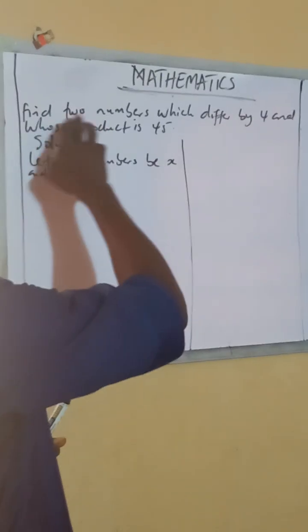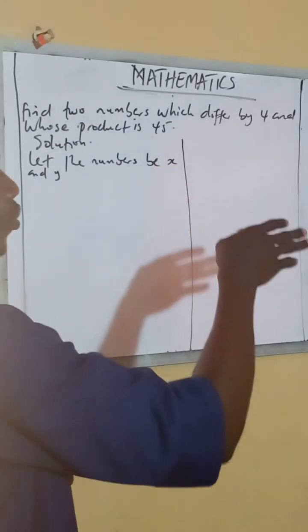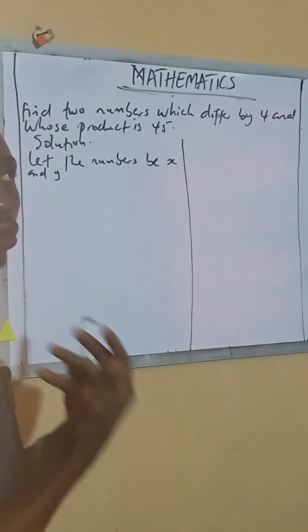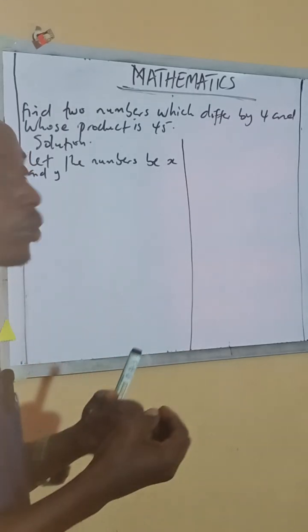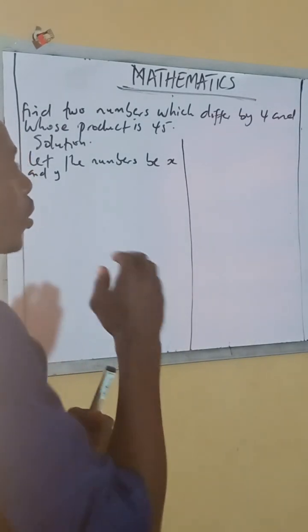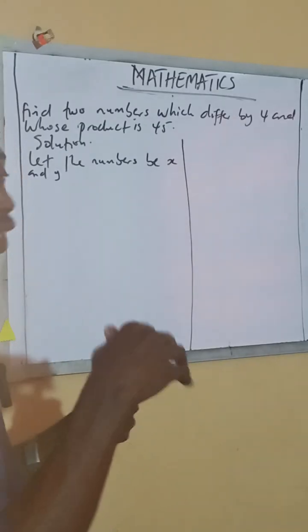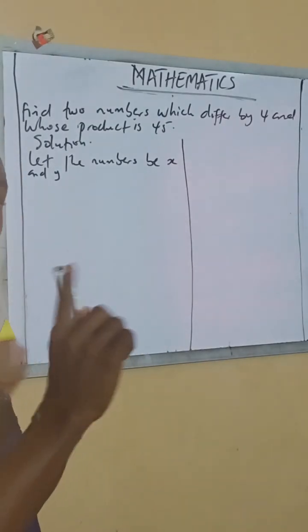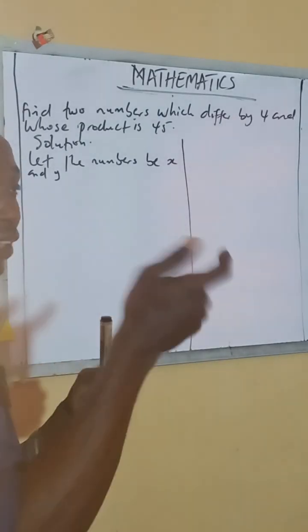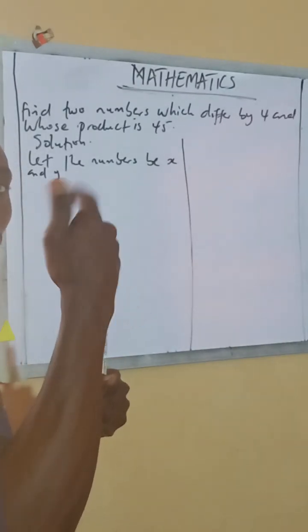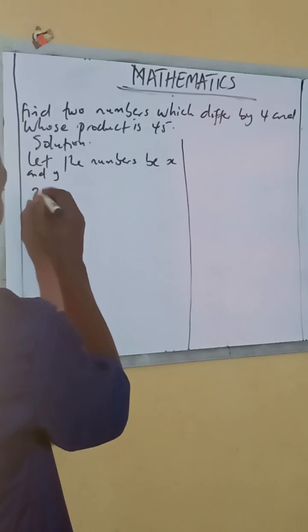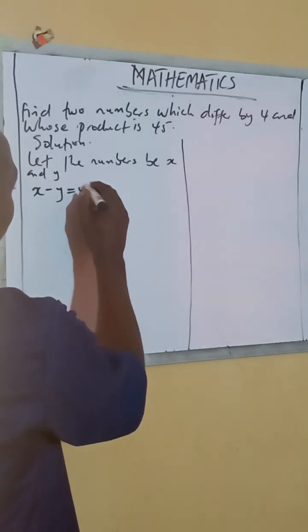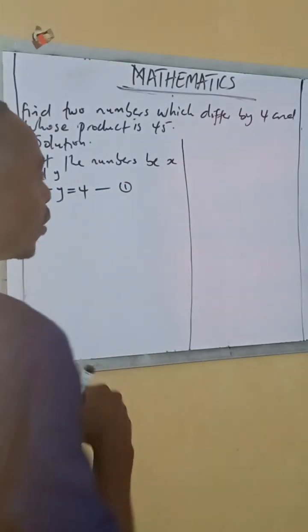They say these two numbers differ by 4. Normally, when a problem is written in English, you have to understand how the English is used. When they say they differ by 4, the difference of these numbers means subtraction, and the answer for X and Y is going to be 4. So it means X minus Y equals 4. Equation 1.